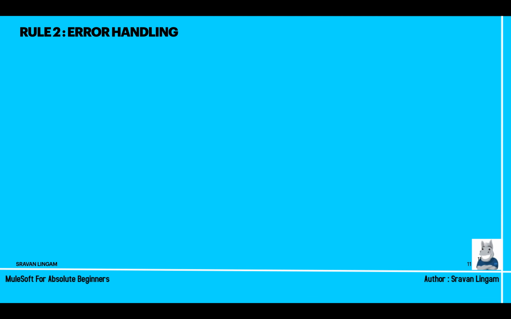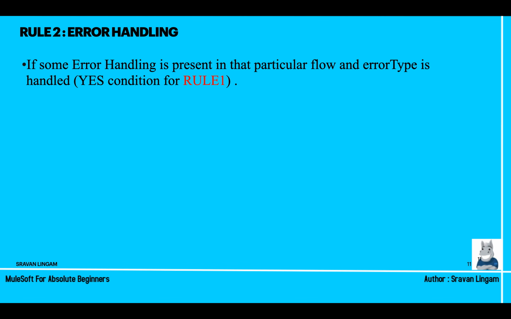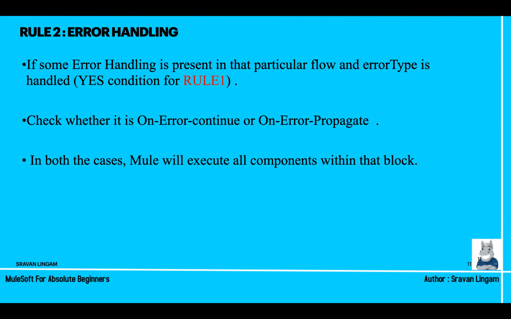Rule 2 is very simple. If some error handling is present in that particular flow and the error type is handled, that means it is a yes condition for rule 1. Then check whether it is on error continue or on error propagate. That is very important. In both cases, Mule will execute all the components within that block.